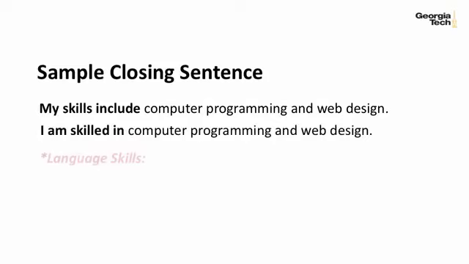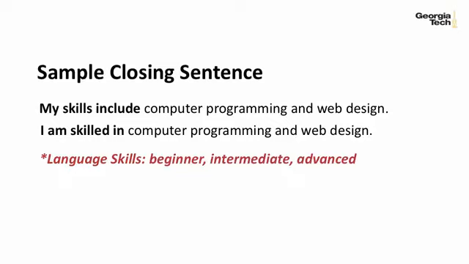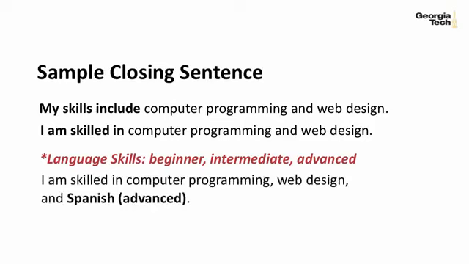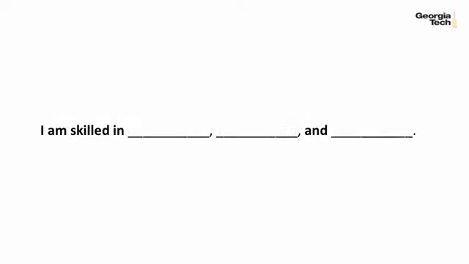If you want to include language skills, level of proficiency can be given in 3 main levels: beginner, intermediate, and advanced. You can write the name of the language followed by the proficiency level in parentheses like this. How would you complete this sentence with your skills? That's it for the summary writing process. Make sure to check out the additional resources I've added to this lesson.